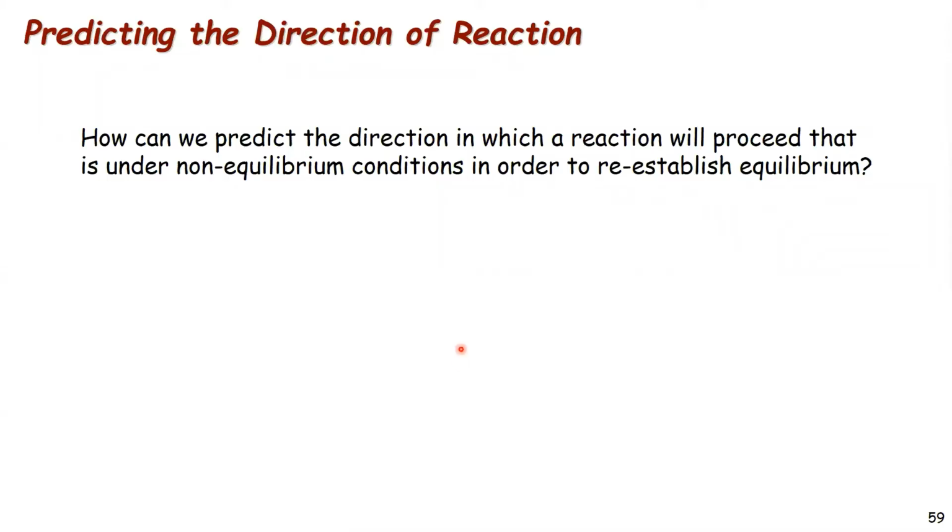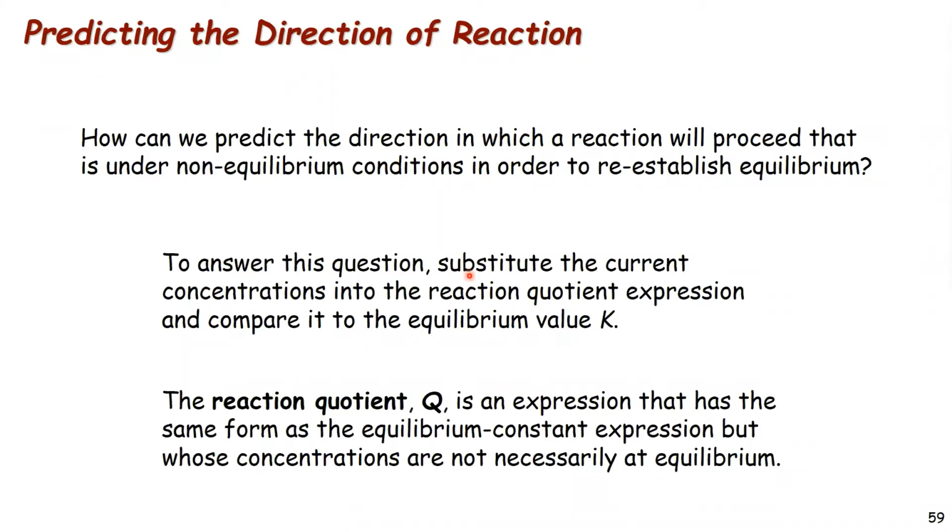Okay, so how can we predict the direction in which a reaction will proceed if it's not yet at equilibrium? To do that, we're going to use what's called the reaction quotient, Q. Now, Q has the same mathematical expression as K. It's just products over reactants, each raised to the coefficient in a balanced chemical equation. The difference is K is the concentrations at equilibrium, and Q is at not necessarily equilibrium concentrations.